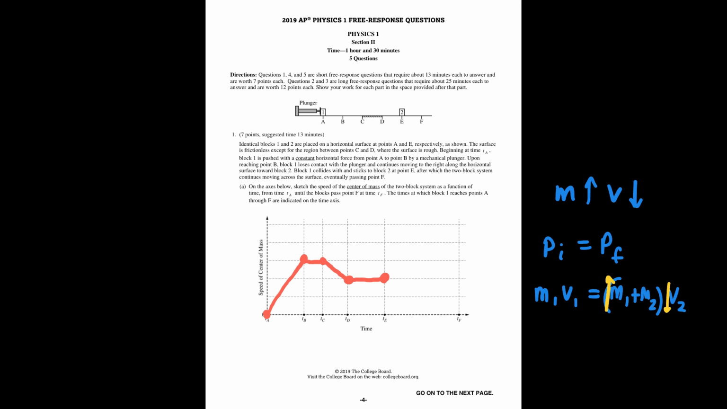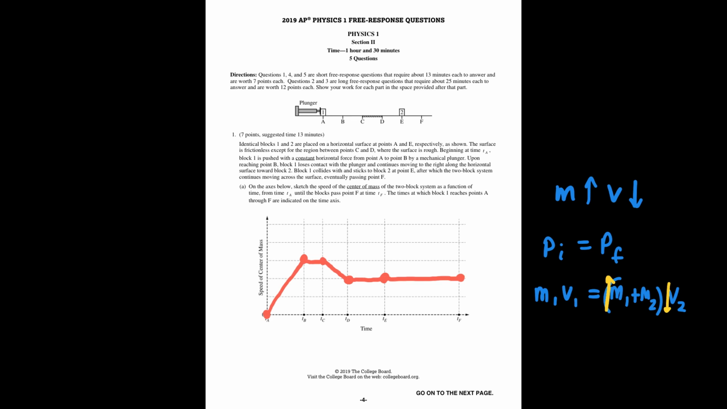And the reason why the speed of the center of mass of this two-block system is not changing is because when block 1 collides with block 2, the amount that block 2 speeds up will be equal and opposite to the amount that block 1 slows down. And so for that reason, confusingly, the speed of the center of mass should be constant as block 1 collides with block 2. And so my speed should be constant up until TF.